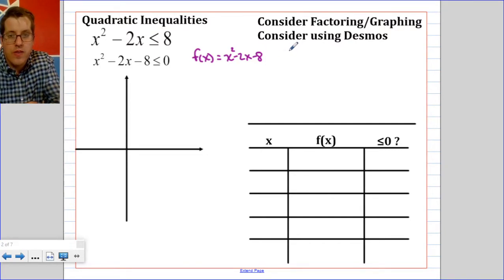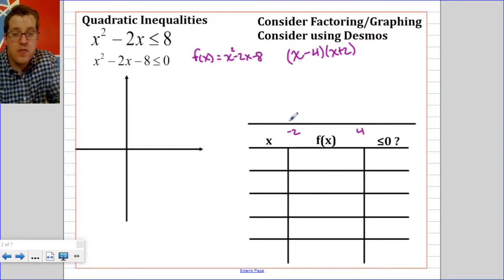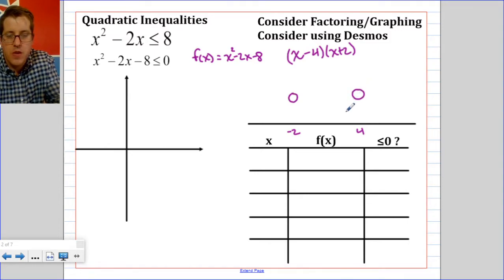So I know that this factors to x minus 4 times x plus 2, so that I know that it would have zeros at -2 and +4. So on this number line, the way that I'm going to do this for now is that I'm going to write the value at that point over the number line. This isn't something that you have to do in the future. It's just something I'm going to do right now to keep this organized.